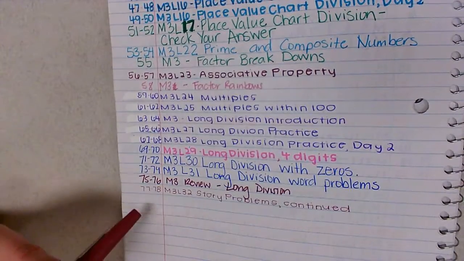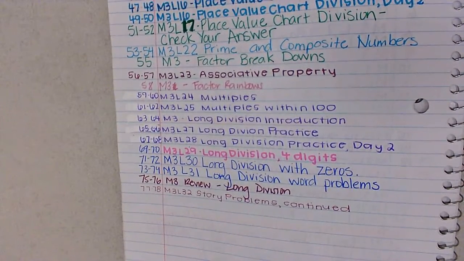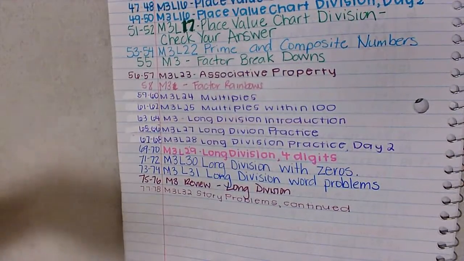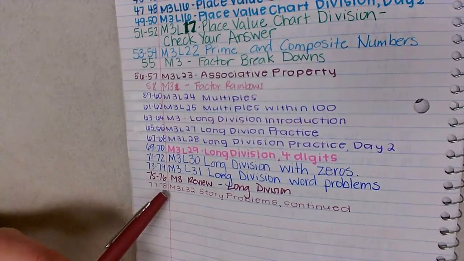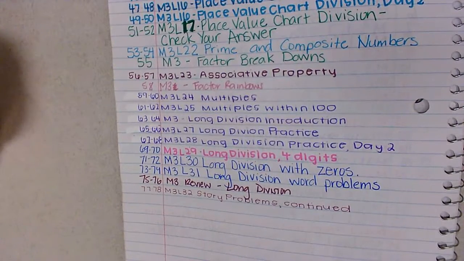Hey, fourth grade, today we're working on pages 77 to 78 or wherever the next two pages of your journal is. And today's lesson is called Module 3, Lesson 32, Story Problems Continued. Because we've already done a day of story problems, but let's review some of the skills that we did on that day. Whenever you're ready, you're going to find your next two open pages. Pause if you need extra time.